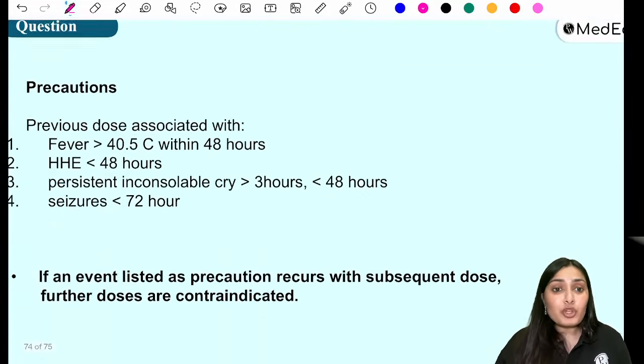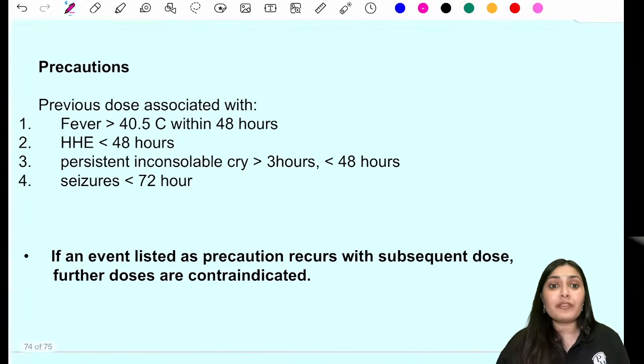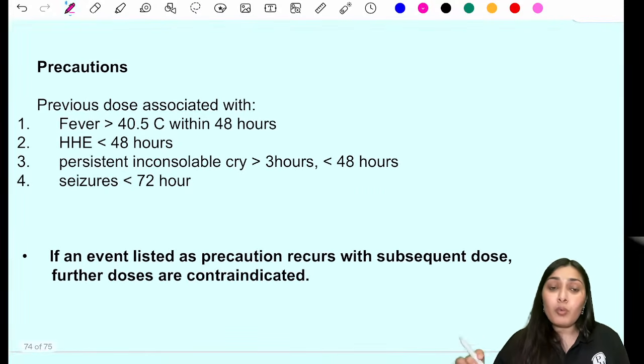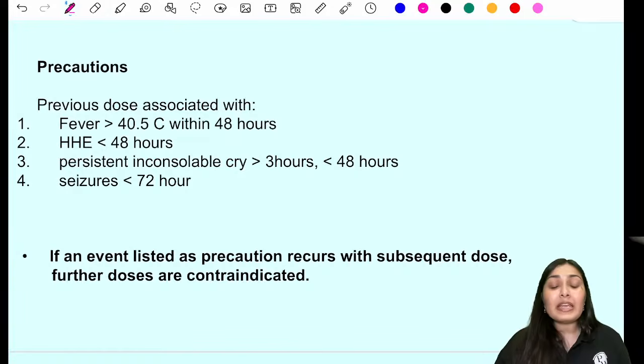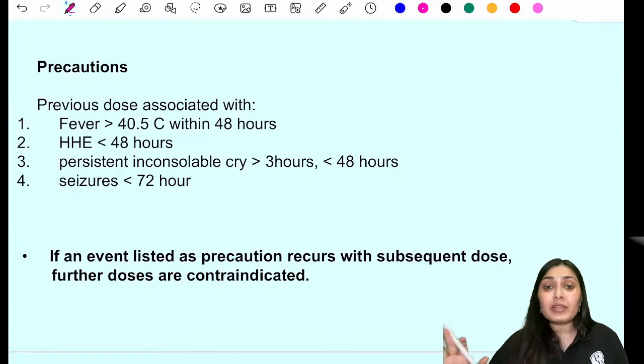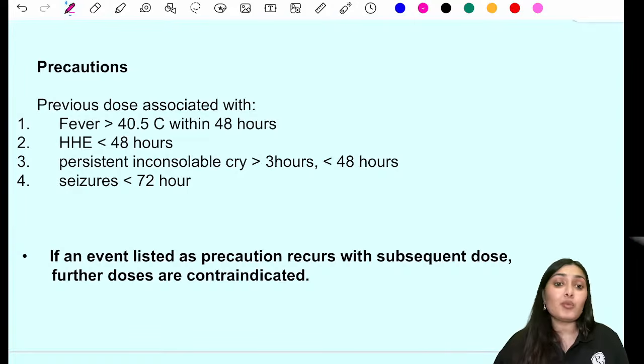Then what are the precautions? Precautions include if there is fever more than 40.5 within 48 hours, if there is an HHE episode within 48 hours, if there is persistent inconsolable cry, that means the child continuously cried for more than 3 hours within 48 hours of receiving the vaccine, and lastly if there is seizure within 72 hours of receiving the vaccine. These are the precautions.